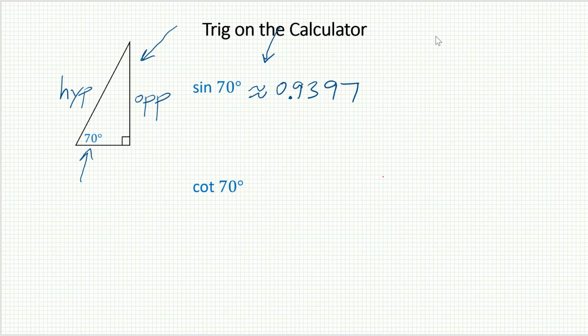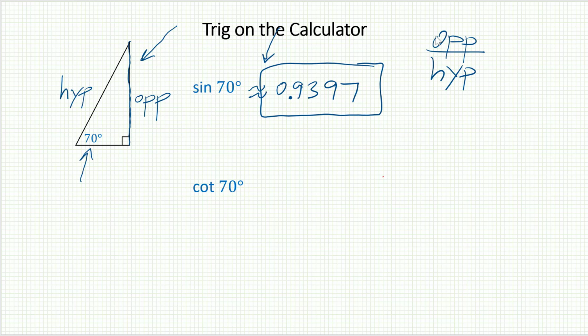0.9397. Now, what does that number mean? Is that trying to say that one of these sides has a length of 0.9397? No. The sine function doesn't return to you a length, it returns to you a ratio, right? The ratio of the opposite side length to the hypotenuse length.